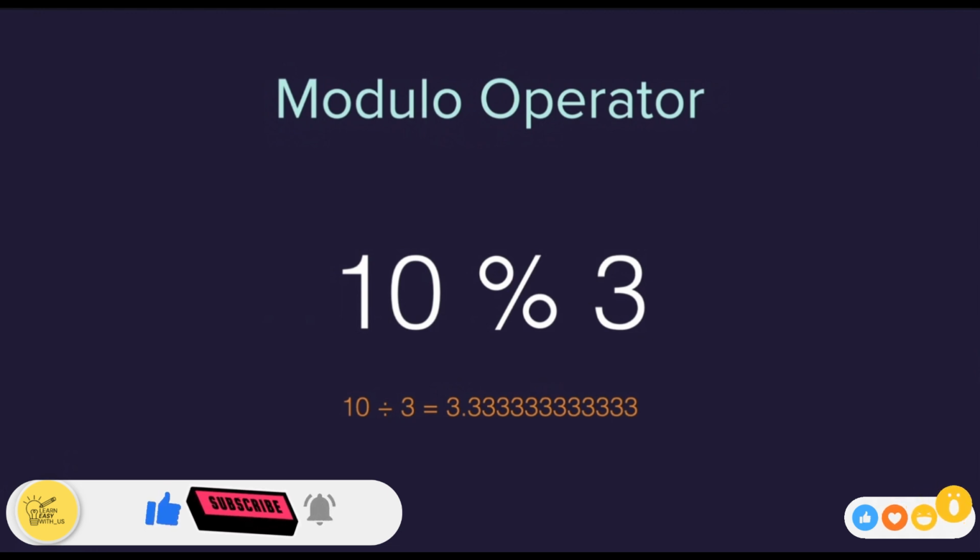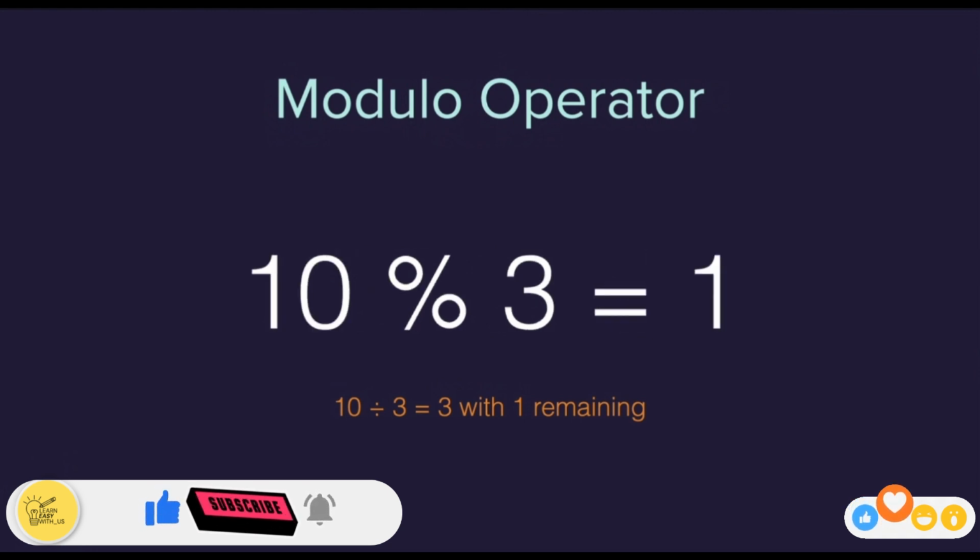Okay, so let's go through the solution together. If 10 divided by 3 is equal to 3 with some decimal places, that means 10 does not divide cleanly into 3. 10 divided by 3 is equal to 3 with 1 as the remainder. So that means 10 modulo 3 is going to equal 1 because all that the modulo does is it performs a division and then gives us how many is remaining after that division.